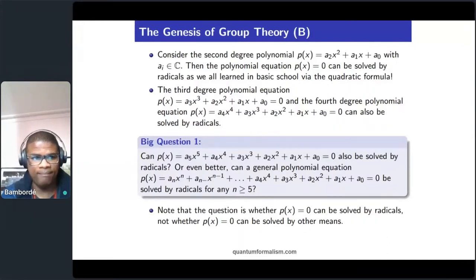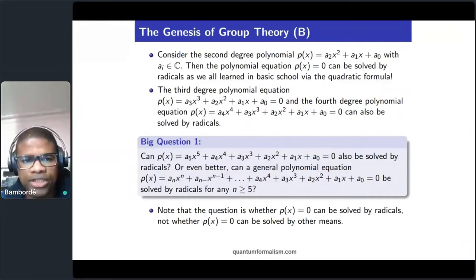We are not asking whether there are other methods of finding the solution. The question is whether we can do it using radicals. The question is about the use of radicals in order to solve the equation, not whether we have a solution, because the fundamental theorem of algebra already tells you that there is a solution. The question is, how do you compute the solution? This is a classical question, whether there aren't other methods of computing the roots, but we're asking whether we can do it using radicals as defined previously.